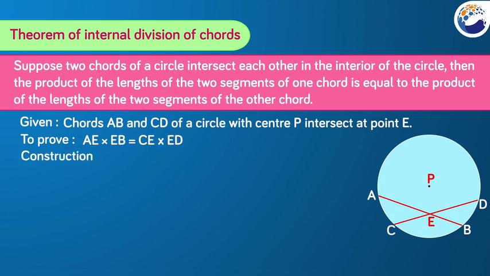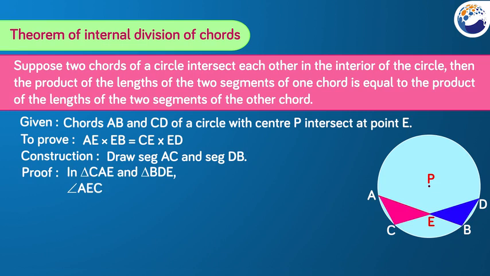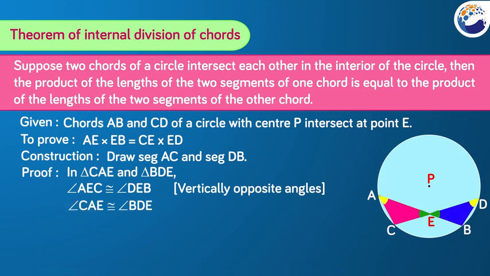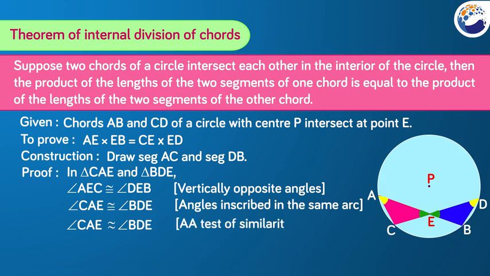Construction: draw segment AC and segment DB. Proof: in triangle CAE and triangle BDE, angle AEC is congruent to angle DEB, vertically opposite angles. Angle CAE is congruent to angle BDE, angles inscribed in the same arc. Therefore, triangle CAE is similar to triangle BDE by the angle-angle test of similarity. Therefore, AE upon DE is equal to CE upon BE, corresponding sides of similar triangles. Therefore, AE into EB is equal to CE into ED.